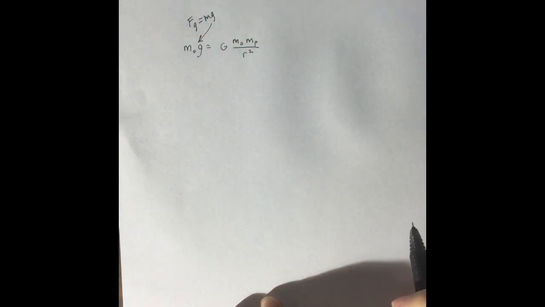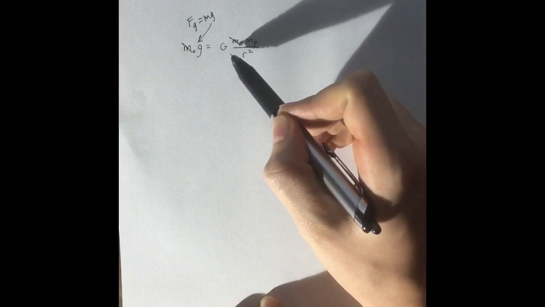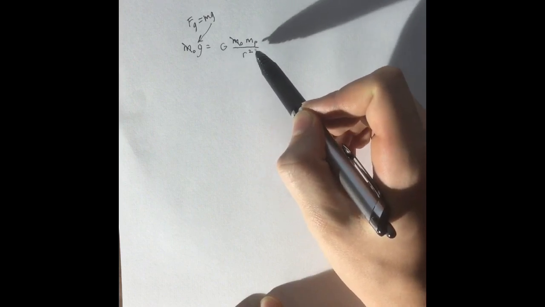So Fg is equal to mg. So if we put that in there, and this is for an object that is on the surface of the planet, we can cancel out the mass of the object, and then we get g is equal to the gravitational constant times the mass of the planet over the radius squared.